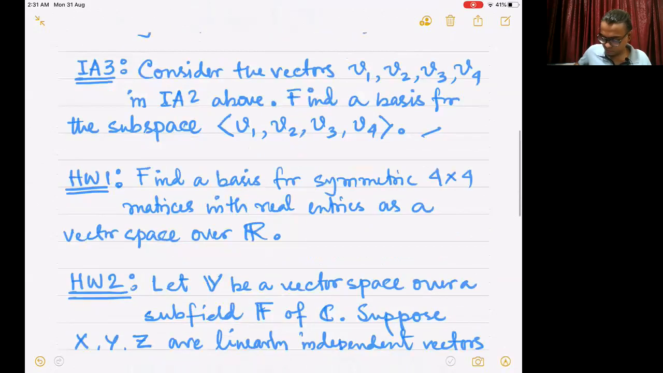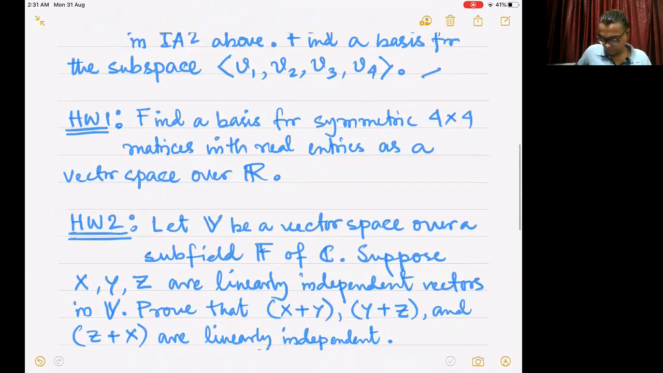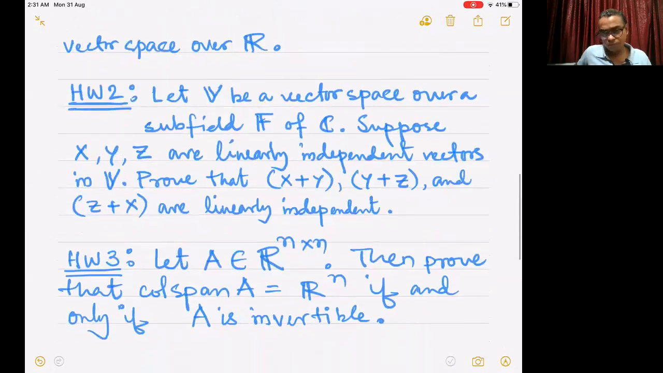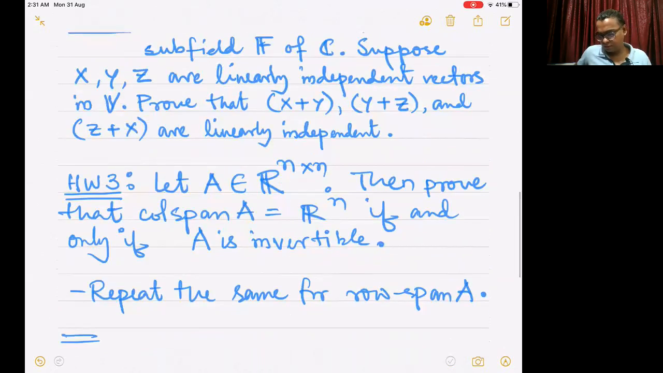Then two homeworks. Find a basis for all symmetric 4x4 matrices with real entries as a vector space over R. And then let V be a vector space over a subfield F of the complex numbers. Suppose x, y, z are linearly independent vectors in V. Prove that x plus y, y plus z, and z plus x are also linearly independent. Then homework number 3: let A be a square matrix. Prove that the column span of A is R^n if and only if A is invertible. Repeat the same for row span.